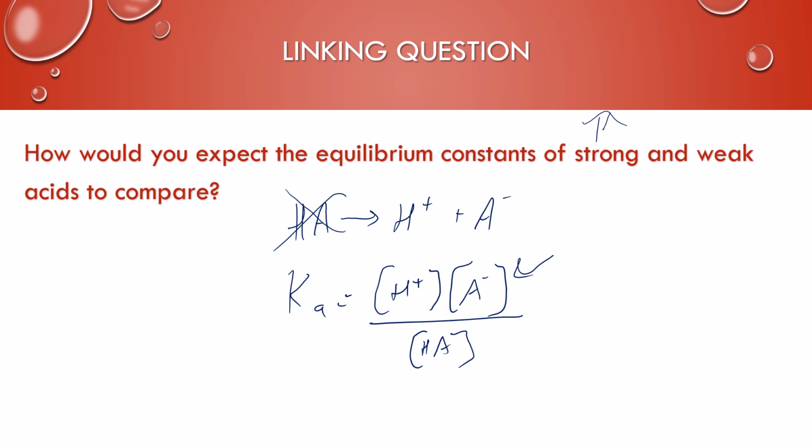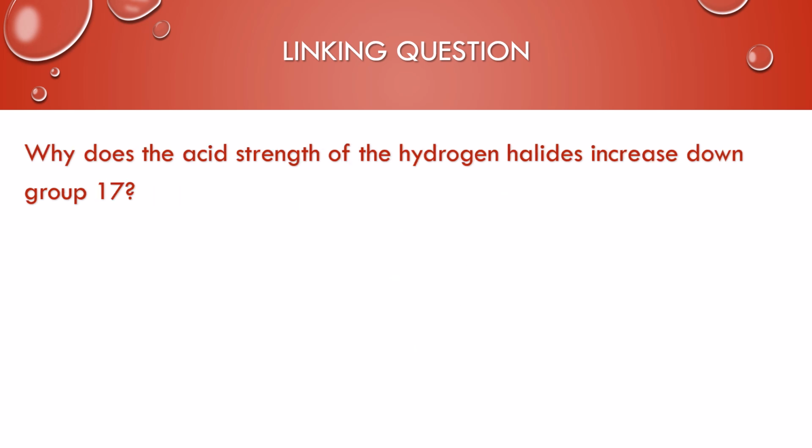Compared to weak acids, which only partially dissociate. Really, you're going to see a decent amount of the HA left over. The original acid is left over. So the value of Ka is going to be much smaller. You're going to have a lot more of the HA present, which is going to bring down the overall value for the Ka. Now this also links to periodic trends.